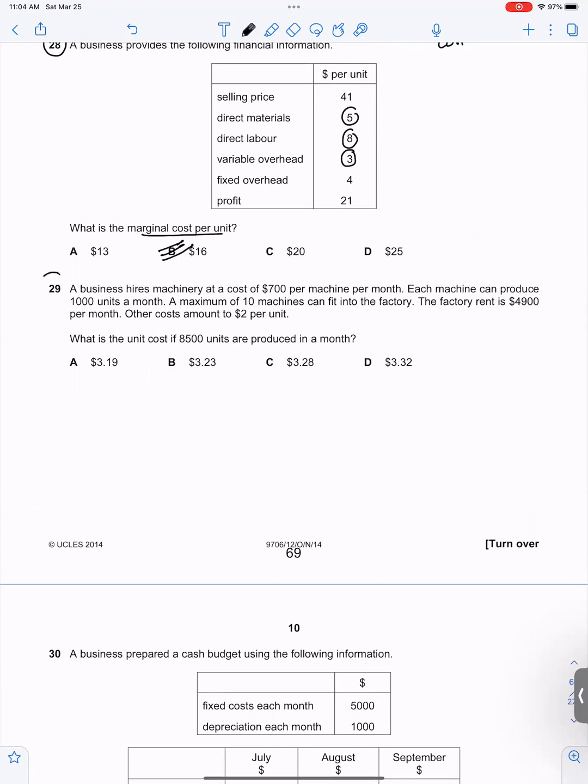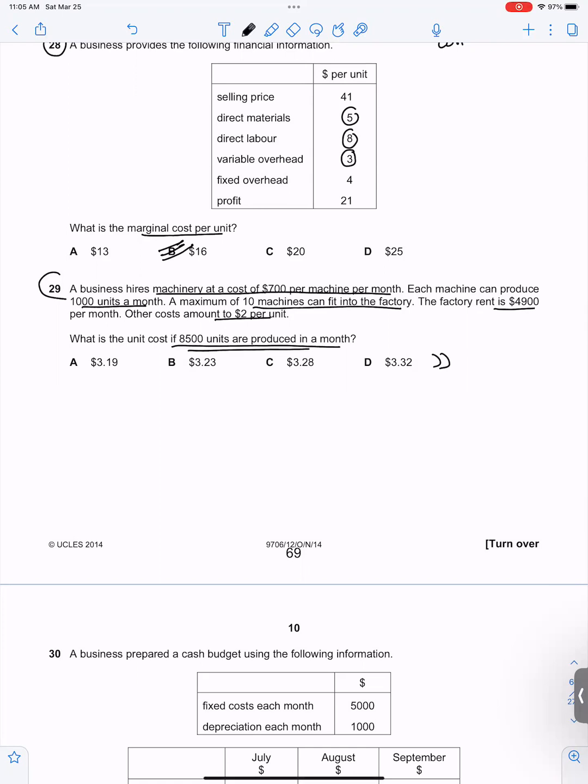Next one. A business hires machinery at cost 700 per machine per month. Each machine can produce 1,000 units. A maximum of 10 machines can fit into the factory. Factory rent is 4,900. Other cost is $2 per unit. What is the unit cost if 8,500 units were produced in a month?